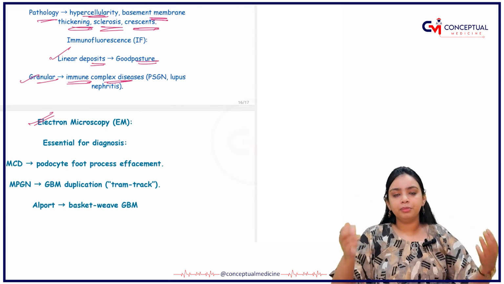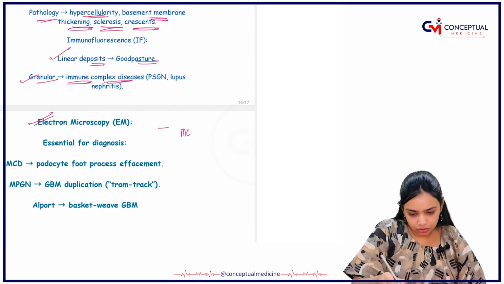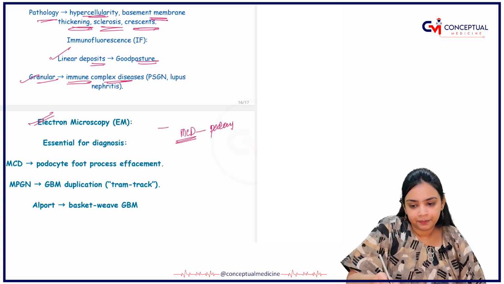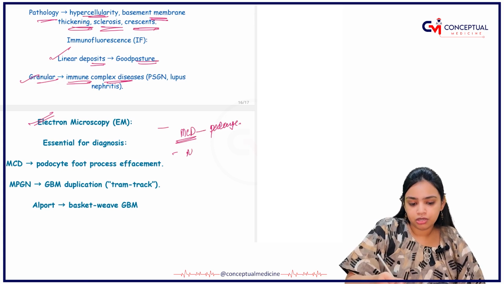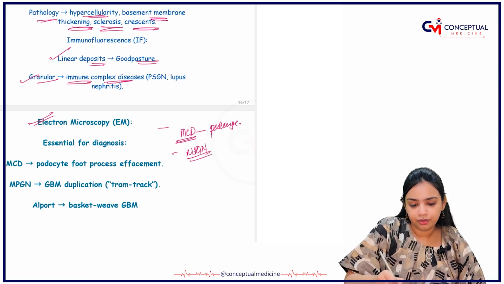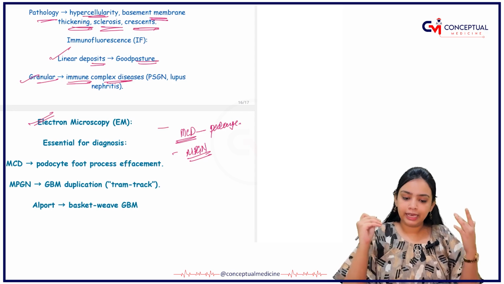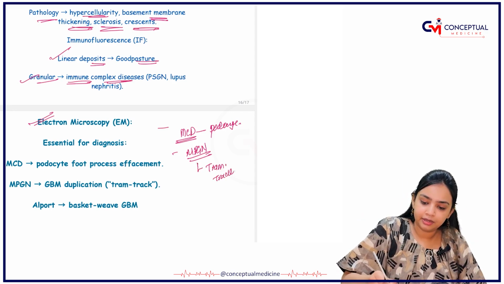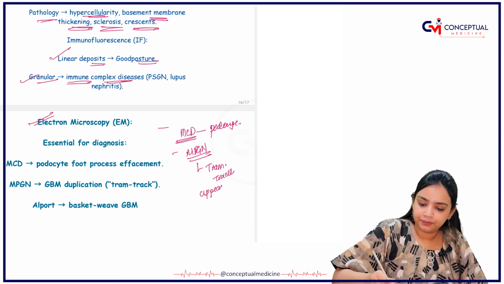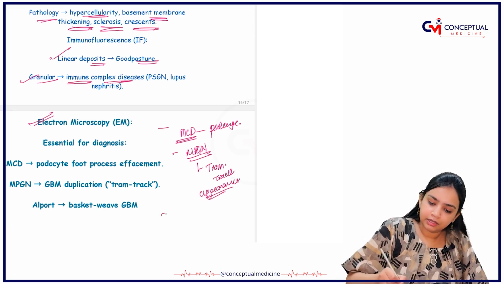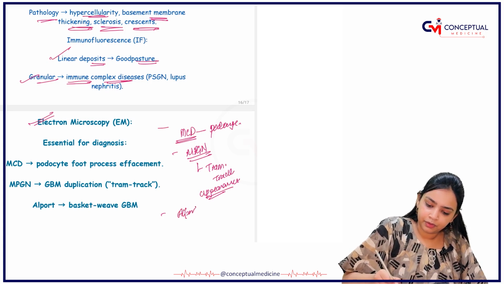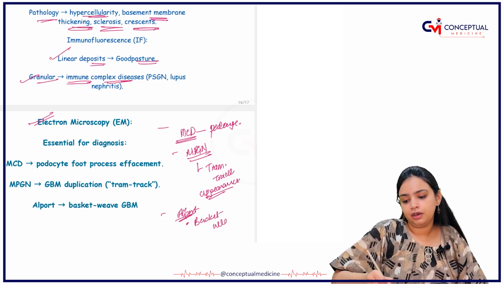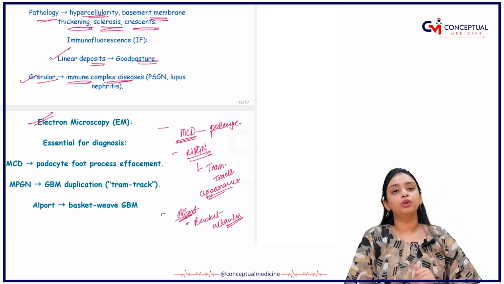In the electron microscope, it is mainly essential for the diagnosis of minimal change disease, because there will be podocyte effacement, and it is also responsible for the diagnosis of MPGN, where you will be able to appreciate an appearance called the tram-track appearance. Okay. In Alport, you will be able to appreciate a basket-weave appearance that I have told you, right?